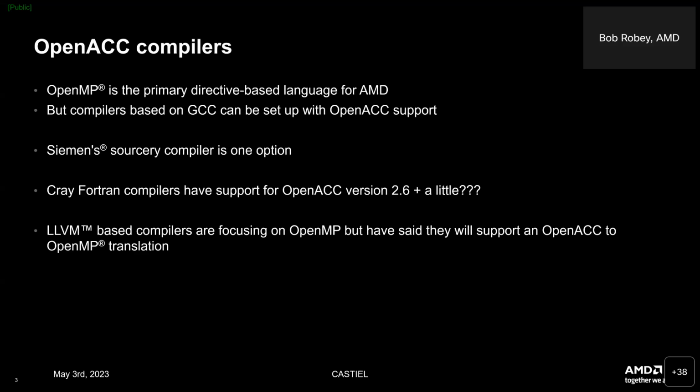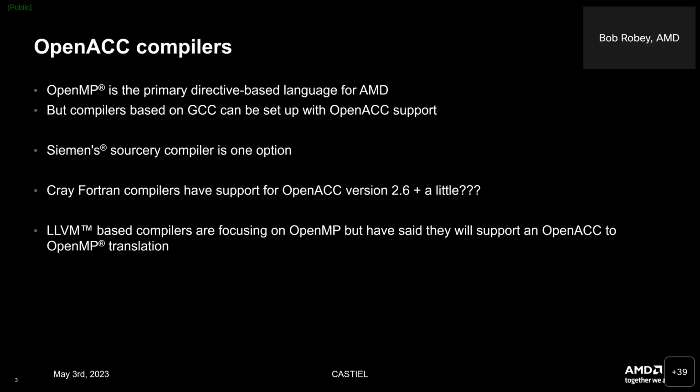Siemens Sourcery compiler is developing more support for OpenMP and OpenACC with the Fortran compiler. So there should be better support within the GCC branch once that gets merged in. That is available to be tested for feature completeness at this point in time. It's nearing completion to be merged into the GCC 13 branch.